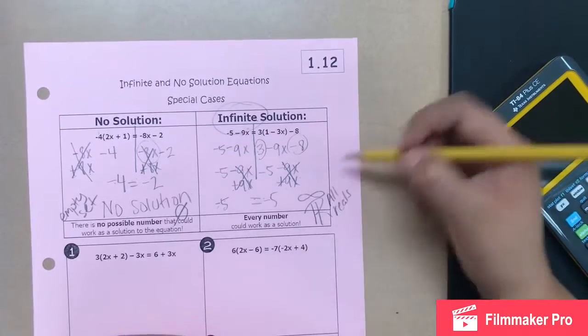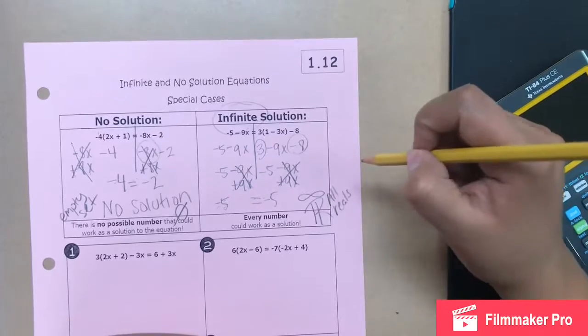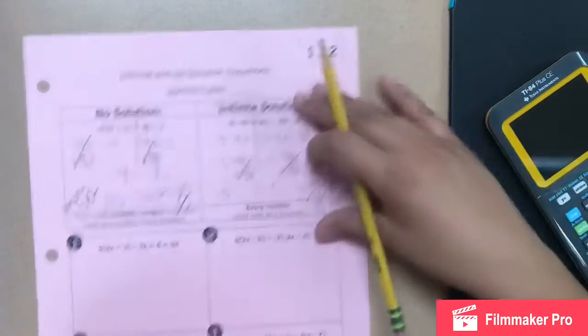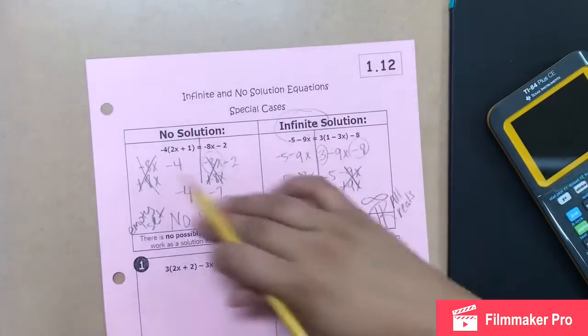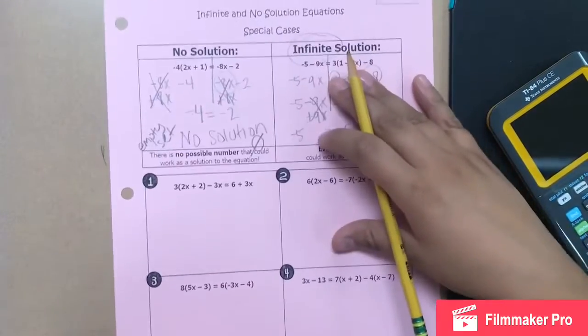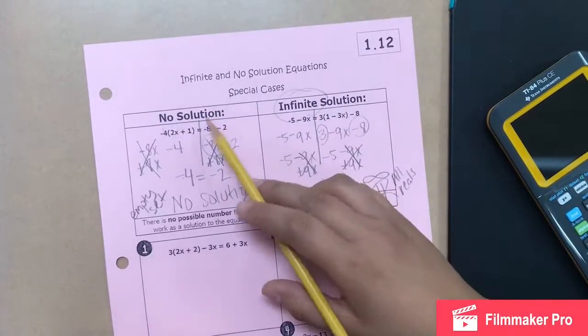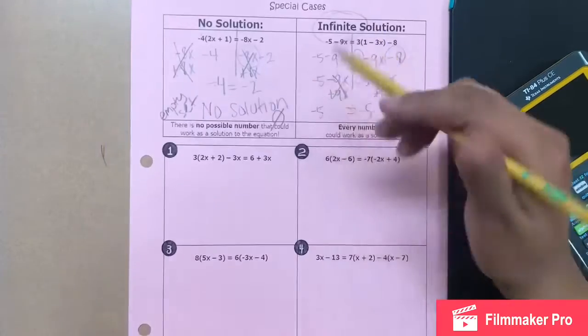This means that all real numbers, no matter which number it is, if I put it into that x value, it is going to equal the same thing on both sides. So as we're keeping this in mind, we're going to solve these 4 equations at the bottom. Not to say that they're always going to be no solution or infinite, because we could actually get an answer. So let's solve as we go.